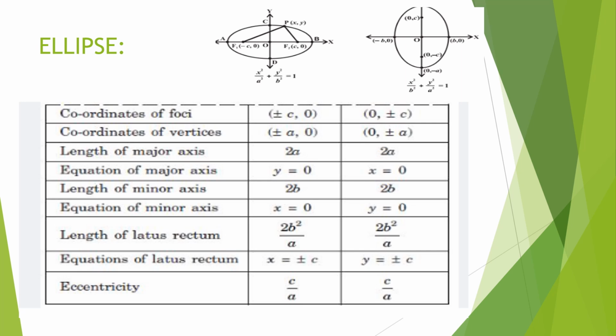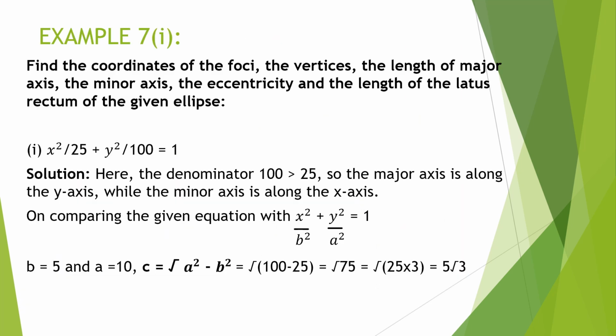Please remember this chart. Example 7. Find the coordinates of the foci, the vertices, the length of the major axis, the minor axis, eccentricity and length of latus rectum for the given ellipse. First case is x square upon 25 plus y square upon 100. Now since 100 is greater than 25, as we have just now seen, the one which has the bigger denominator will be the major axis. So here the major axis is along the y-axis, so the minor axis is the x-axis.